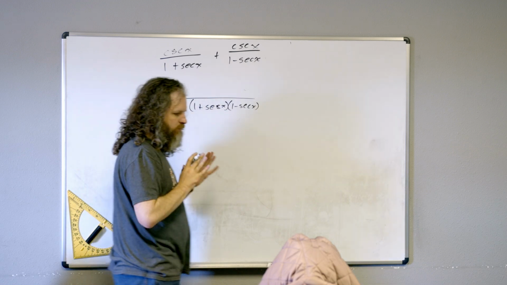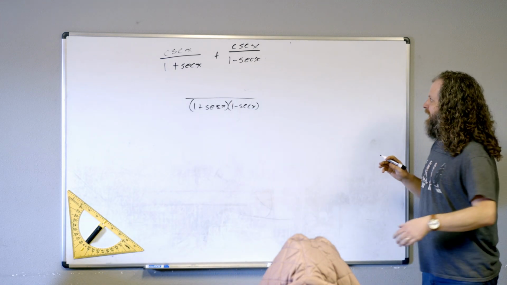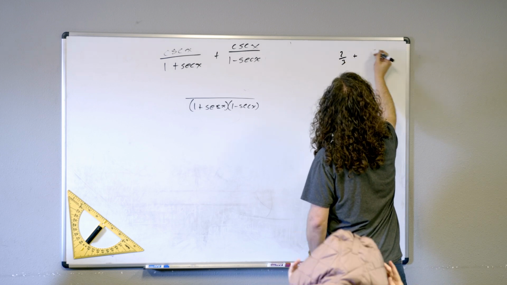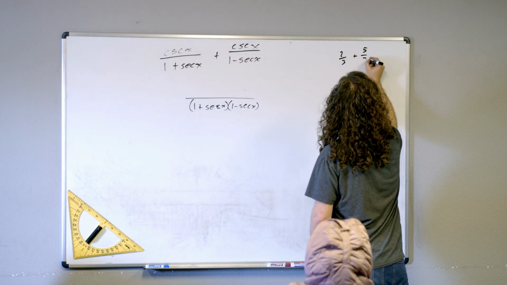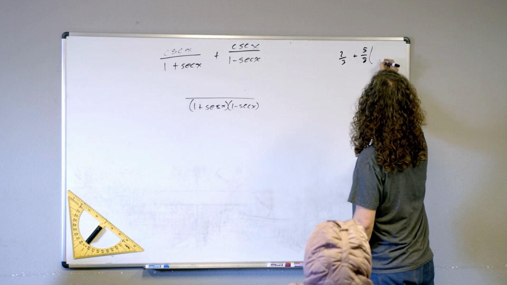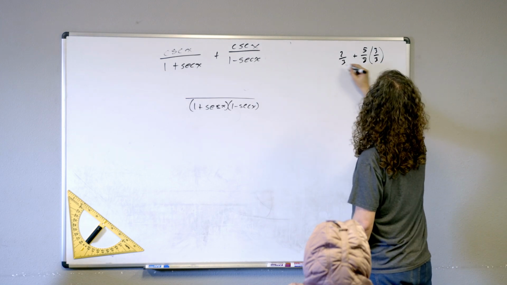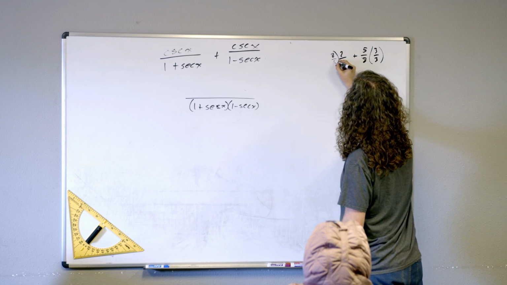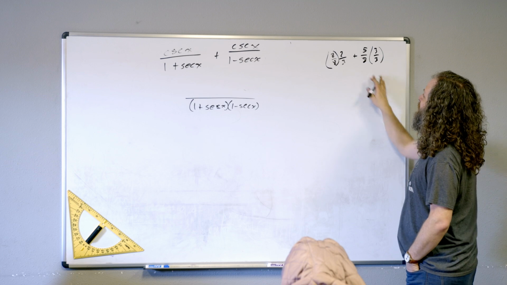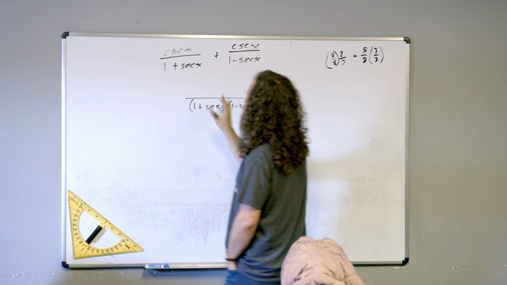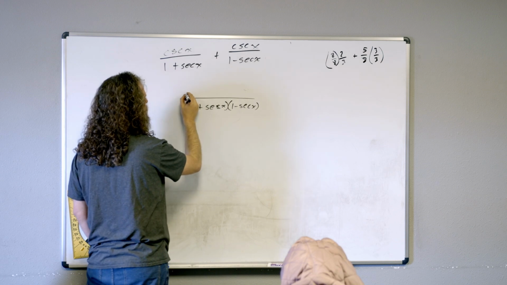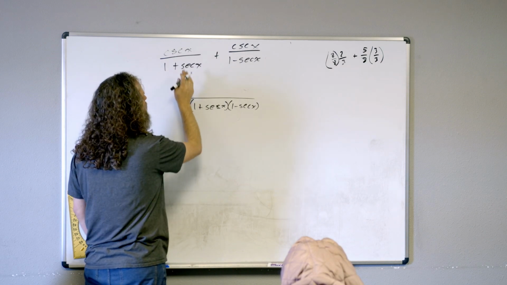To make sure we are tracking, if I was doing 2/3 plus 5/8, I would multiply this one times 3/3 and this one times 8/8, right? And that's exactly what we're doing here. The denominator is just the denominators multiplied together. So this one times that one, and this one's going to be cosecant times that.